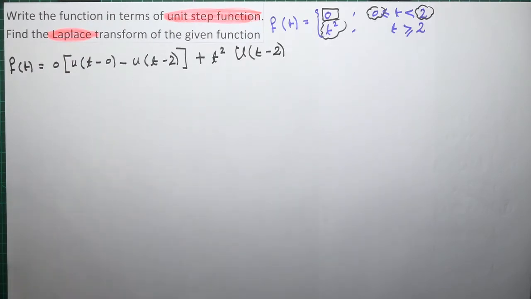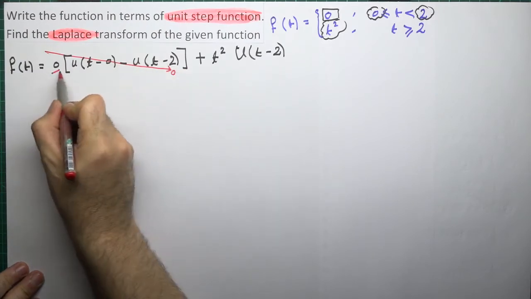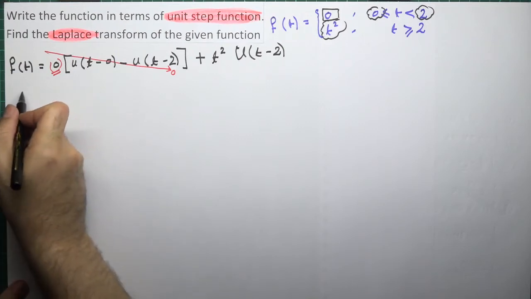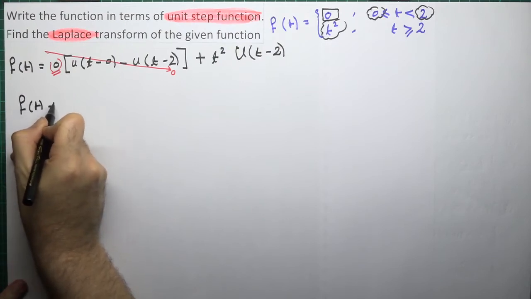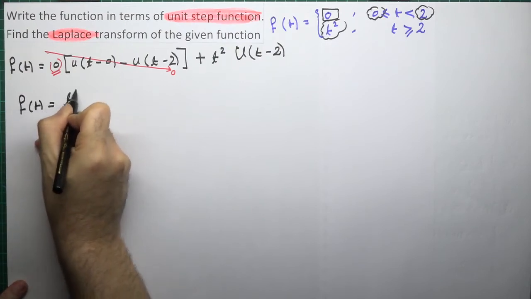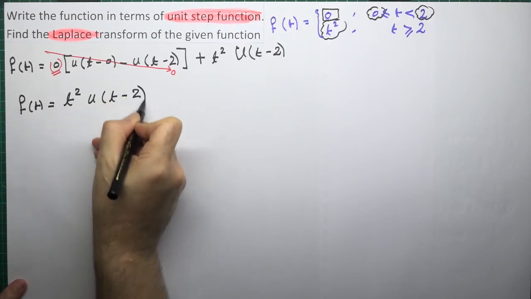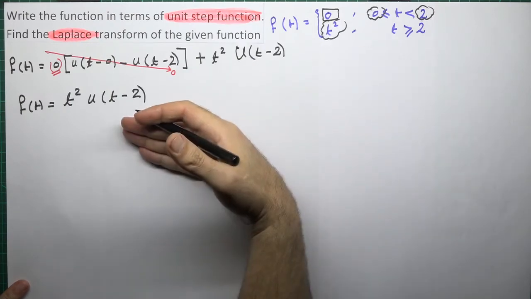Of course, unfortunately, this is the whole of this equals 0 because it is already multiplied by 0 here. So we are left with what? We are left with f of t equals t squared times u of t minus 2. وهيك تمكننا من تحويل هذا البيسوايز فانكشن إلى compact form.